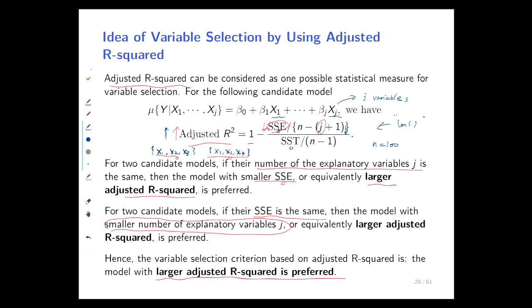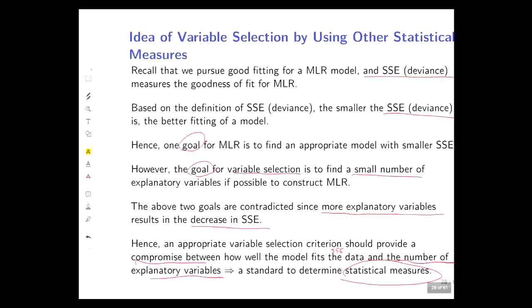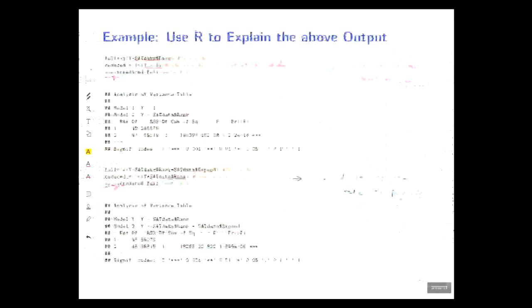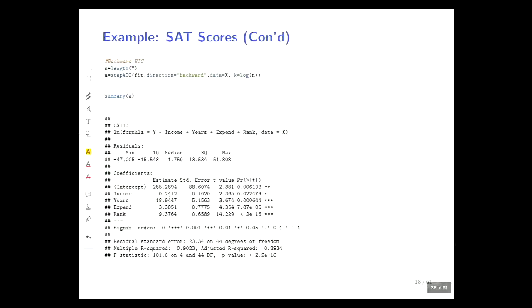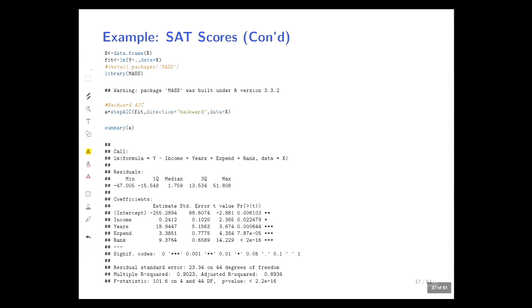So I think I explained a little bit about the sum of the squared error, how to compute it, and also the relationship between the sum of the squared error and sigma hat. So maybe I just try to find some output to help you. In the output you can actually obtain the adjusted R square. So this is the adjusted R square, right? And here we have the residual standard error.